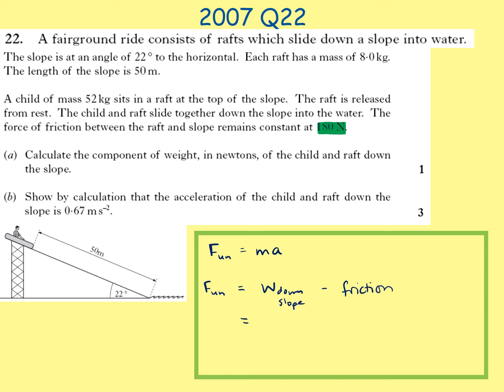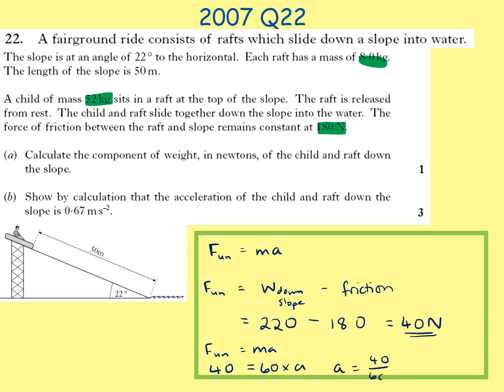This is equal to, what did we get last time? We got 220 minus 180. That gives us 40 newtons. Now we can say our unbalanced force is equal to mass times acceleration. So 40 equals our mass, again, that's this 52 plus the 8, which is 60, multiplied by the acceleration. Acceleration is 40 divided by 60, that's just rearranging this, and this gives us 0.67 meters per second squared. And this is exactly what they wanted us to find out in the question. That matches up perfectly.